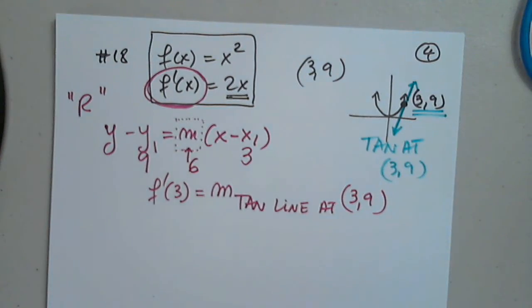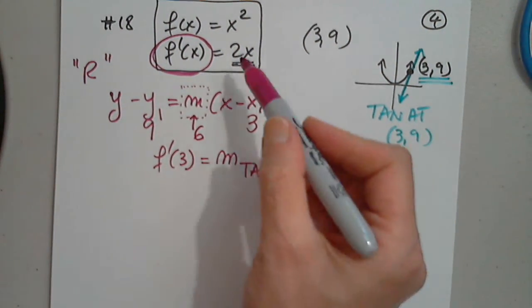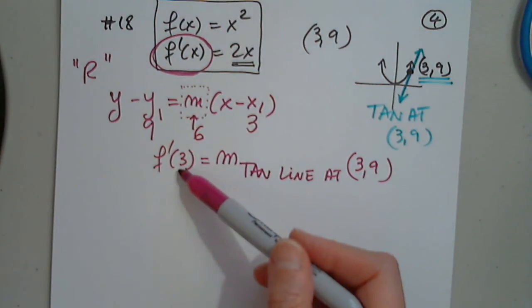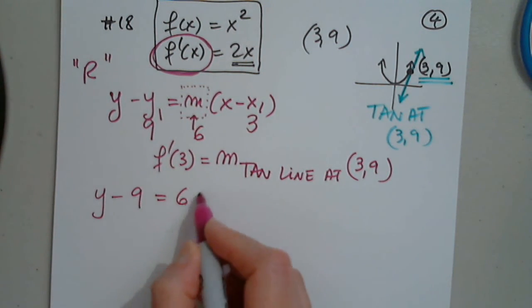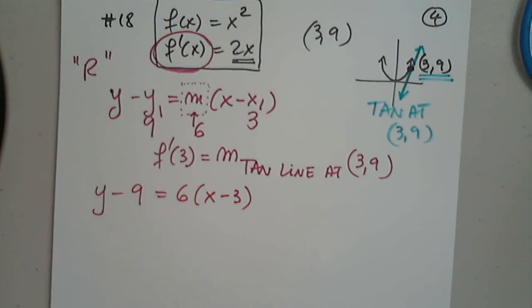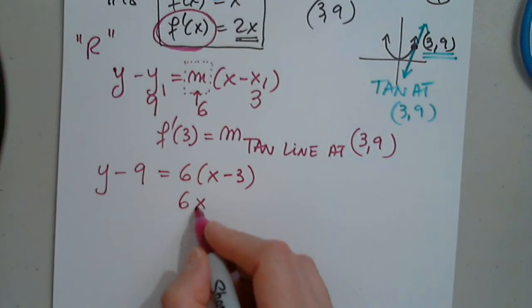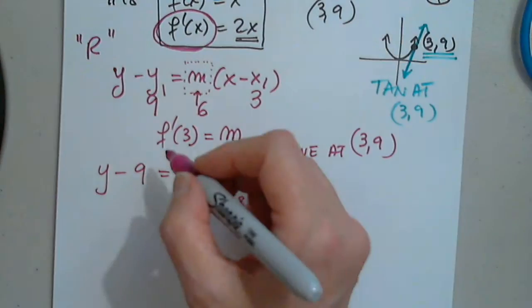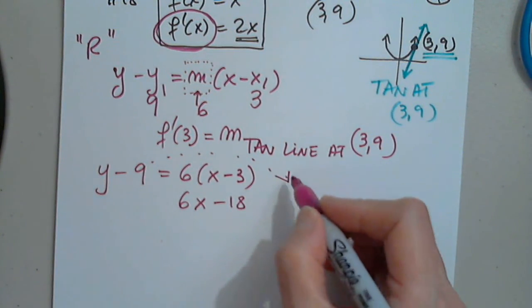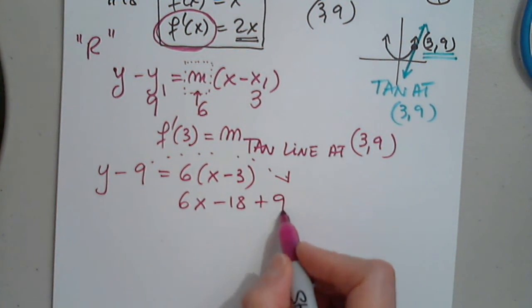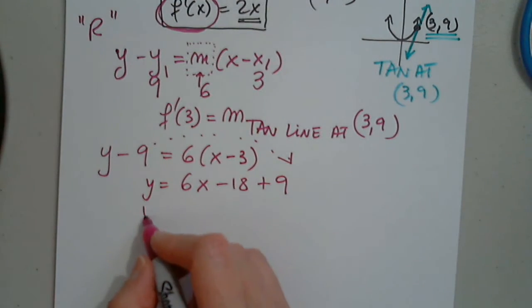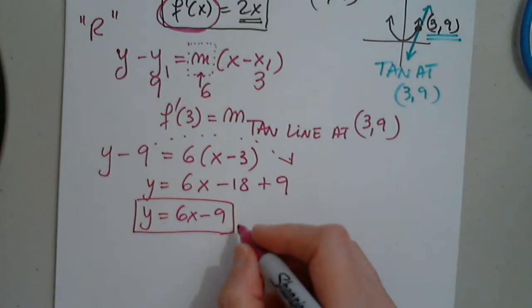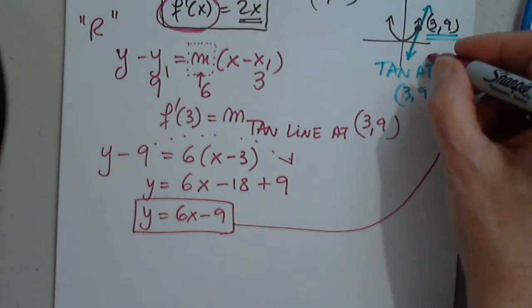Six. That's it. Awesome. So it's 2 times 3, f prime of 3. So now I have everything I need. y minus 9 equals 6 times x minus 3. Remember, we have to distribute. 6x minus 18. I have to move 9 to the other side. It becomes positive. And then I perform the operations. I get 6x minus 9. What does this represent? It is the equation of this line.